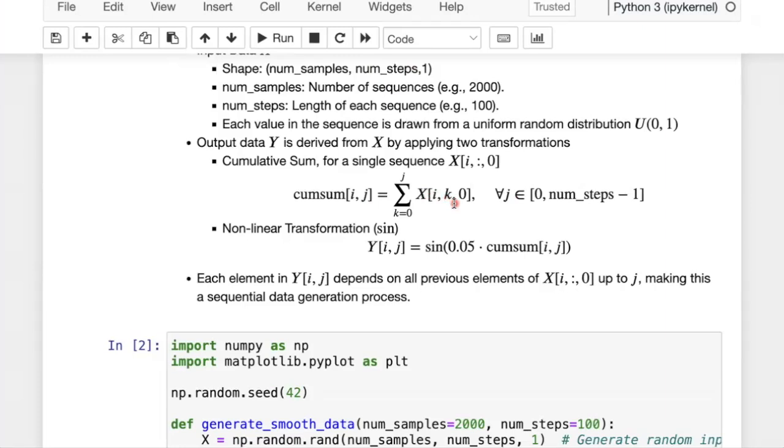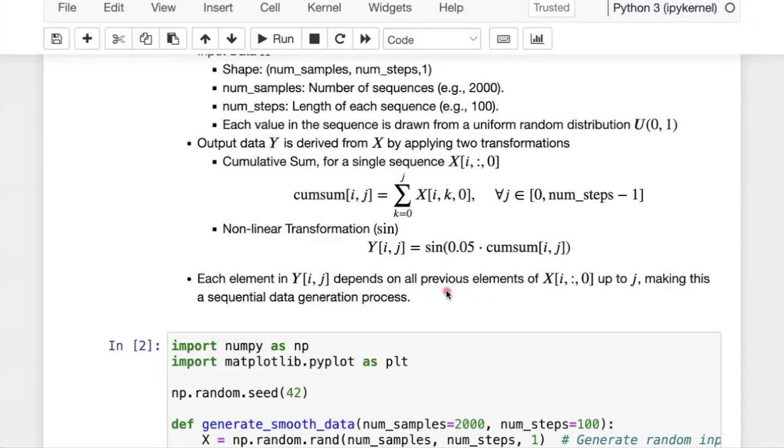And then in order to make this a little bit more interesting, we are going to add some nonlinear transformation of the data, which is this sine function. So your output is sine of, for example, a constant, which is kind of like our frequency, times this cumulative sum calculated for different steps. And therefore, as we just mentioned, each element here for j depends on all the previous elements up to j, making this a sequential data generation process.